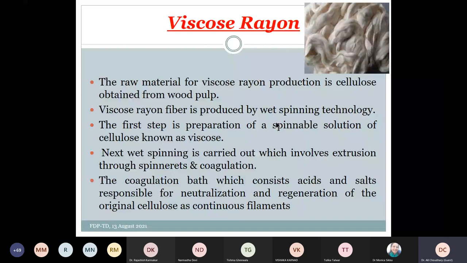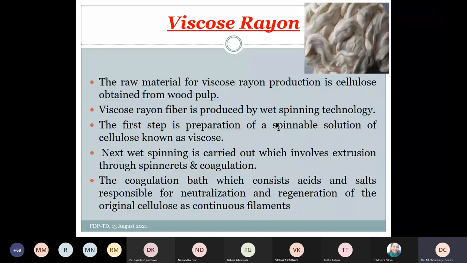Viscose rayon fiber is produced by wet spinning technology, and the first step is preparation of the spinnable solution, which is called the viscose. Next, wet spinning is carried out, which involves extrusion through the spinneret and coagulation in a chamber. This is called the coagulation bath, which consists of acid and salt responsible for neutralization and regeneration of the original cellulose as continuous filaments. So this is the wet spinning process. That's why I call it wet spinning.